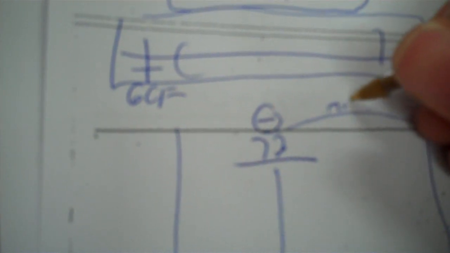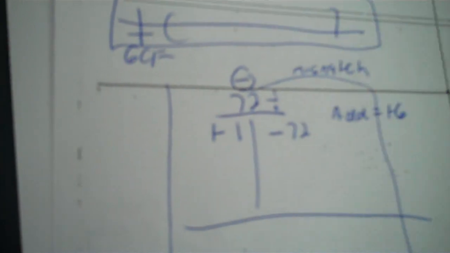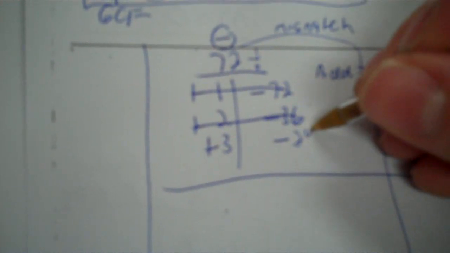So then ABC. So 8 times negative 9 is negative 72. So that's a mismatch, and we have to add to try to get to positive 6. Okay. 72 divided by 1 is 72, that's negative 71. That's too wide. 72 divided by 2 is 36. That's negative 34. That's too wide. 72 divided by 3 is 24. That's negative 21. That is too wide. And 72 divided by 4 is 18. That's negative 14. Too wide.